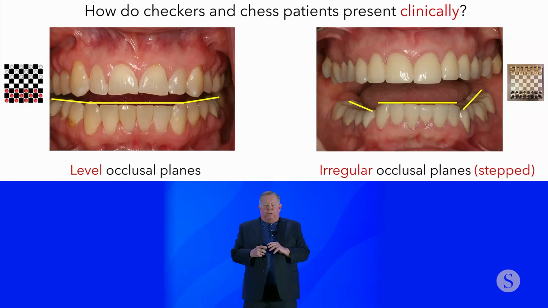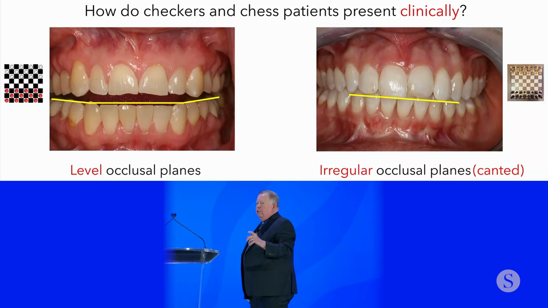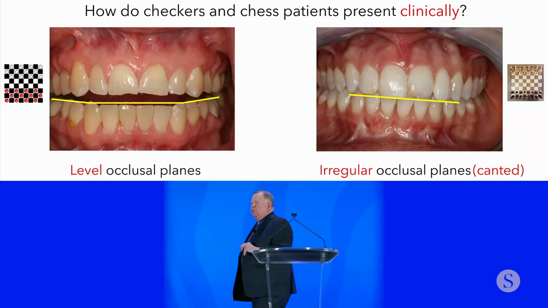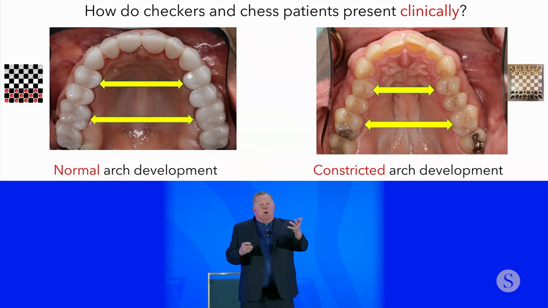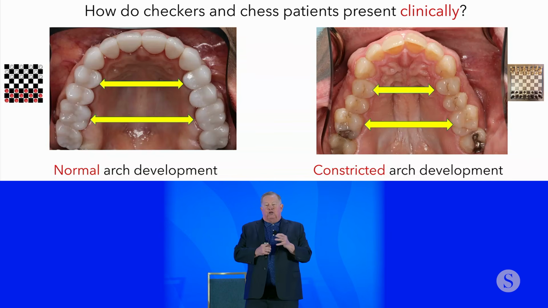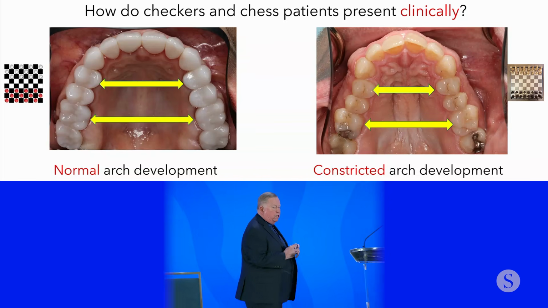You can see we either see irregular occlusal planes in chess patients, like a stepped plane as we see in Betty, or we see a canted plane. Very interesting case. We're going to look at Jennifer's case, but those are the occlusal plane problems we see. If we now move to the skeletal side, we start to see also arch development problems. We see a constricted arch in chess players like Tracy and Ilya talked about during their beautiful presentation.